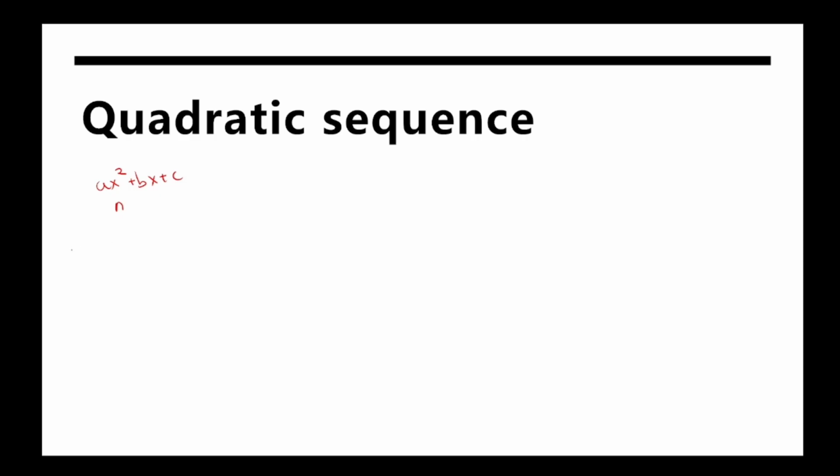So a simple quadratic sequence could be like this: 1, 2, 4, 7, 11, 16. We can see that the difference is jumping: plus 1, plus 2, plus 3, plus 4, and plus 5. Now this is a typical quadratic sequence because the difference of the difference is constant.